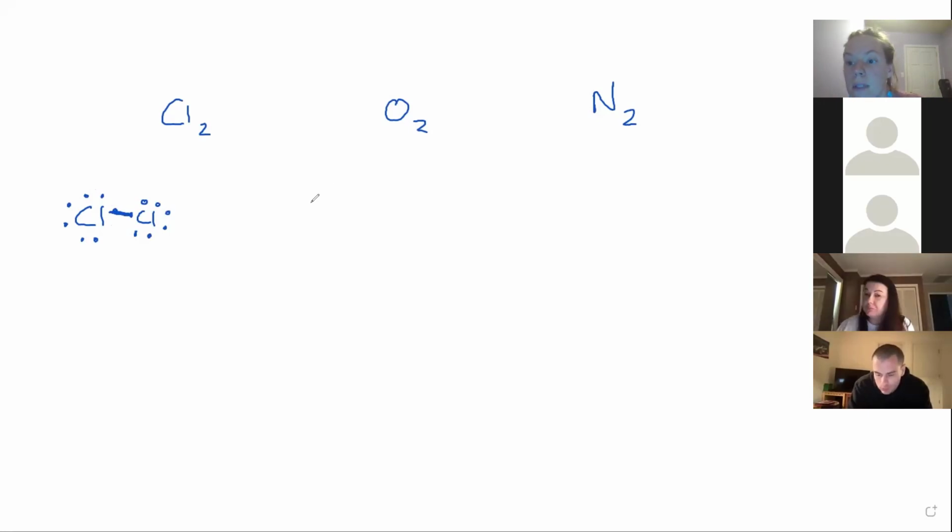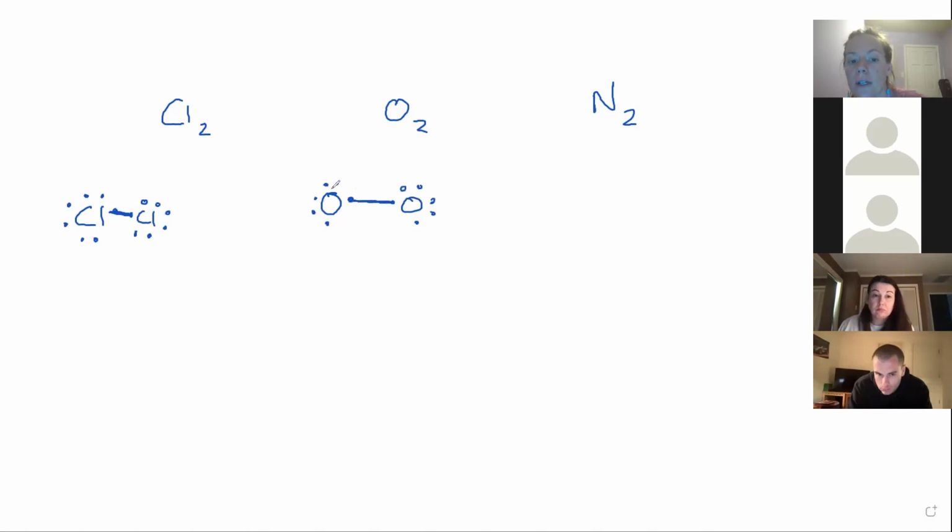Oxygen is in column 6. So each oxygen has 6 valence electrons. So I've got another oxygen over here that has 6 valence electrons. So this oxygen says, hey, why don't we share some electrons? Okay, so they share this as a bond.